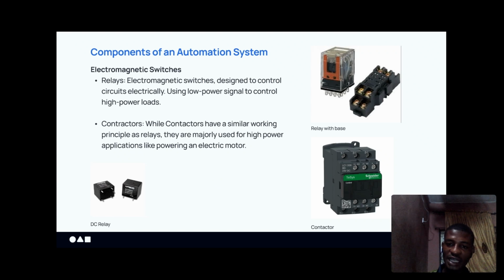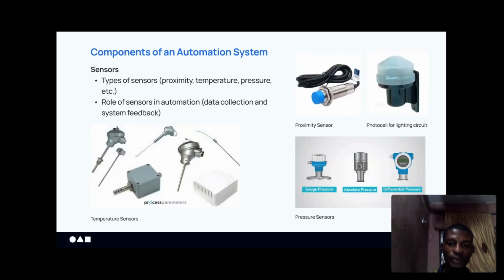So like I mentioned earlier, the major difference between a relay and a contactor is their power capability. And most times contactors are used majorly for three-phase applications too, compared to the relay. So other components of an automation system are the sensors. The sensors are devices that measure physical quantities and convert them to electrical signals.